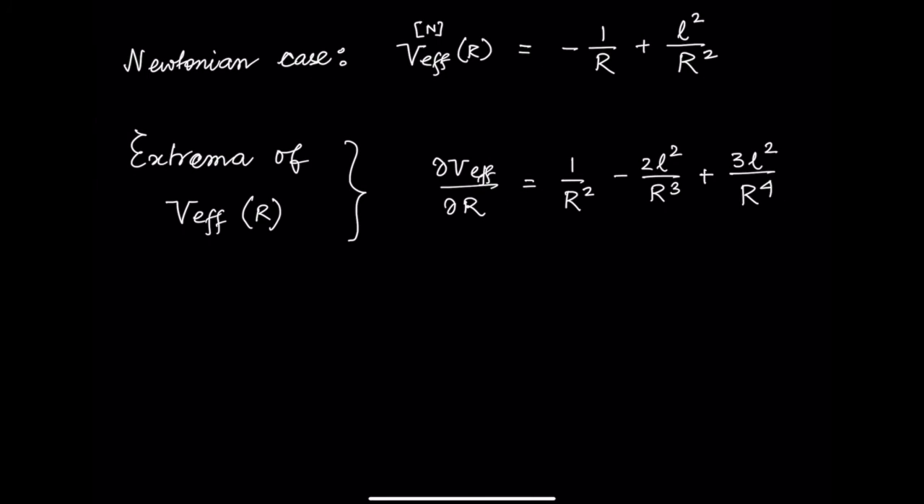If you want to find the location of the extrema in terms of capital R, all you have to do is set del V effective del R equals 0, and you get the location of the extrema as the following.